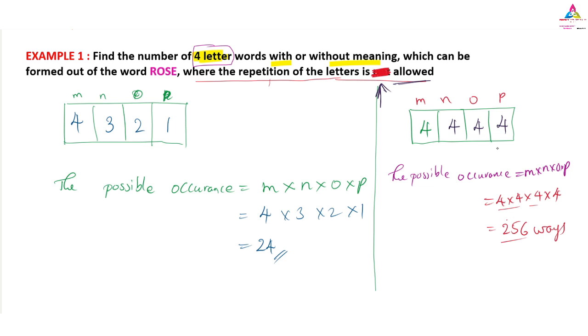So remember, if repetition is allowed, there are 256 ways in total, and if repetition is not allowed, we can write it in only 24 ways. Repetition means the same letter can be repeated again and again, like R, R, R, R or S, S, S, S, or S three times. But in the earlier case repetition is not allowed, so it is 24 ways only. I hope you understood this.